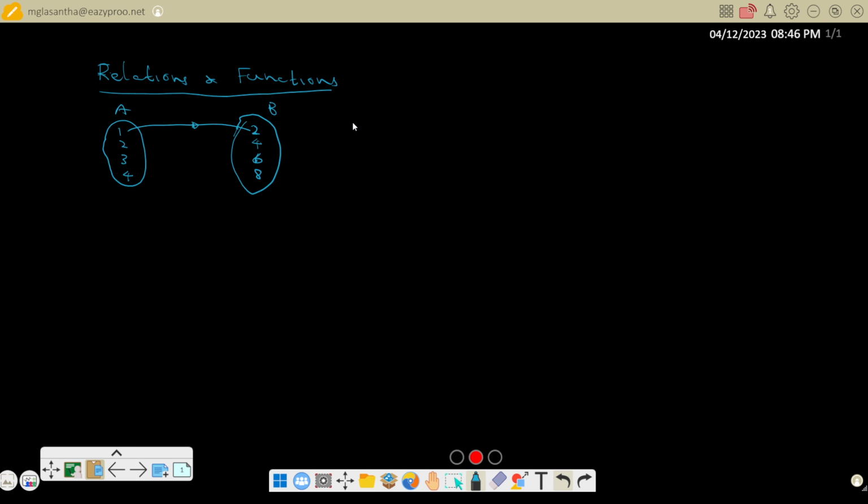This relation, you can denote by the capital letter R. So 1 is related to 2, you can write like that. Suppose 2 is connected to 2, then you can say 2 is related to 2. 3 is related to 6. 4 is related to 8, like that.